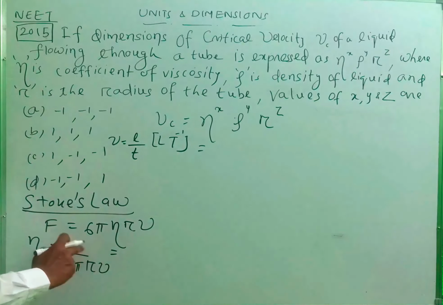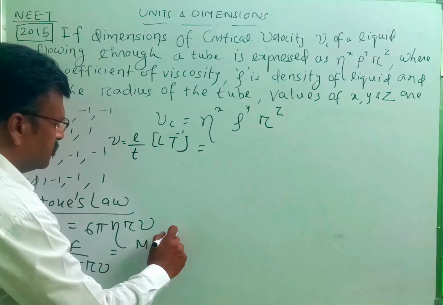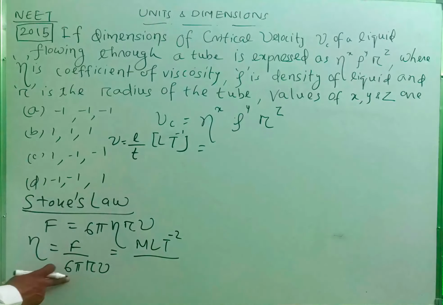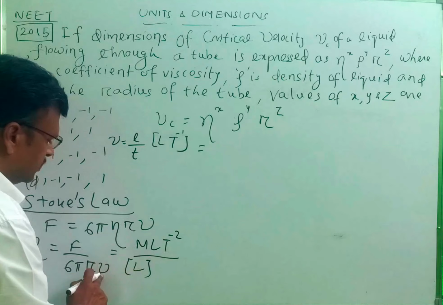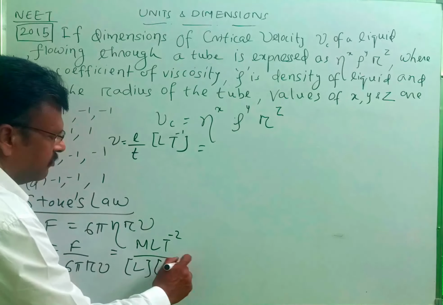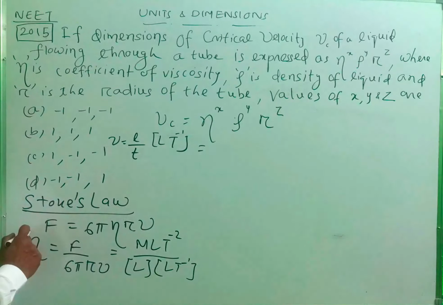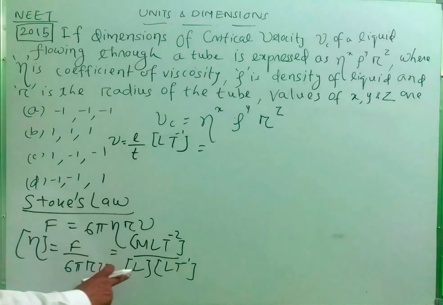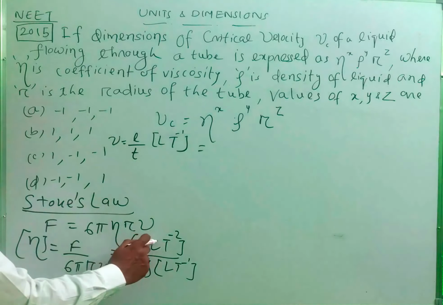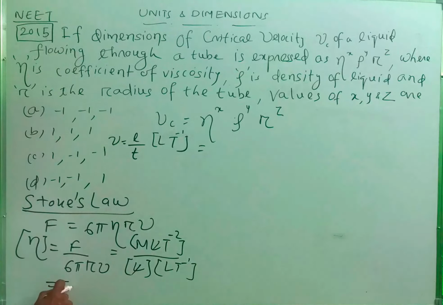And what is the dimensions of force? That is MLT to the power minus 2. And what is the dimension of 6 pi? This is a number, so it is dimensionless, or its dimensions are M0 L0 T0. And what is the dimensions of r, student? That is length. And dimensions of velocity v is LT to the power minus 1. So the dimensions of eta will be, students, MLT minus 2 divided by LT minus 1. This L cancels out, and this becomes M L to the power minus 1 T to the power minus 1. Okay, student?